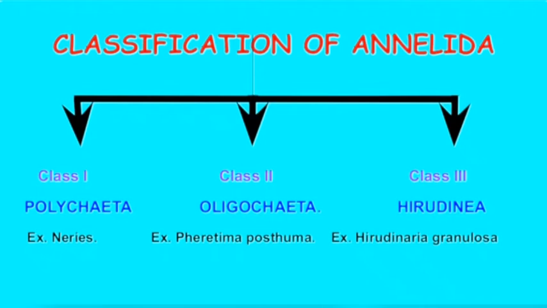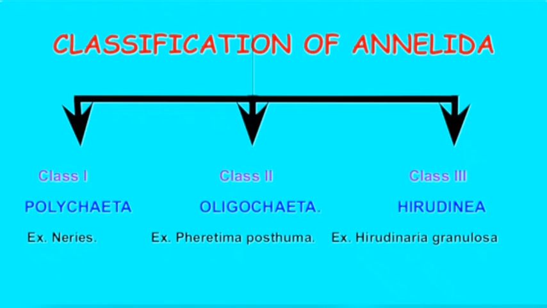So next one is Oligochaeta. Even oligochaetes are hermaphrodite, but cross fertilization takes place here. The fertilization is external in oligochaeta, and cocoon formation occurs. And they do not possess parapodia, but clitellum is present in oligochaeta, right?